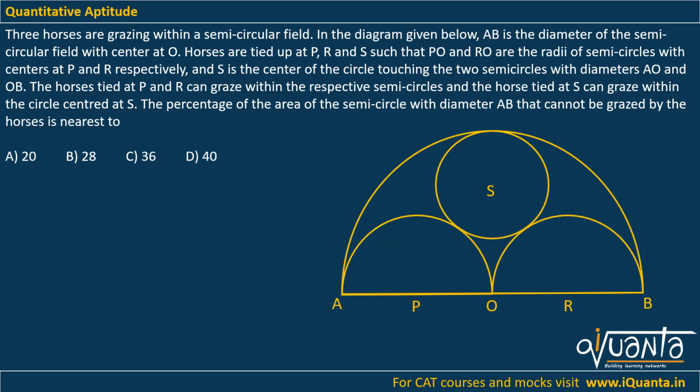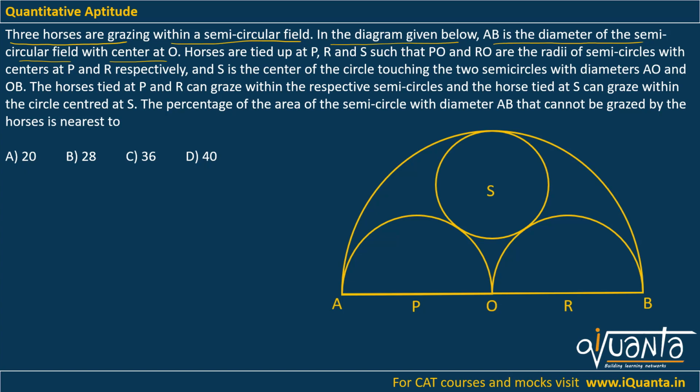Hello everyone. In this video we'll be solving a PASCAT question related to circle. The question is: three horses are grazing within a semicircular field. In the diagram given below, AB is the diameter of the semicircular field with center at O. So we have three horses in this semicircular field, okay?